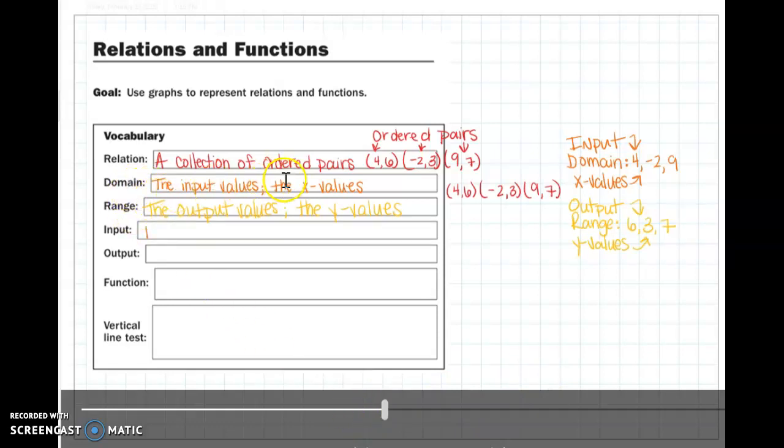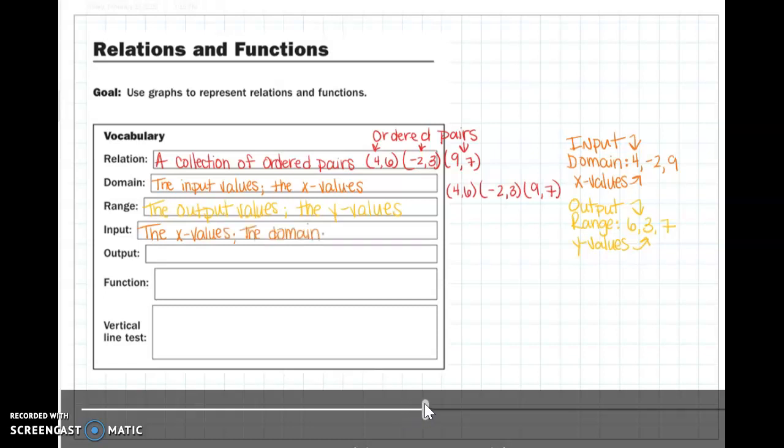So the input values, X values, domain. That's 4, negative 2, 9. Range, output, Y: 6, 3, and 7. Now we're repeating some vocabulary. Input. We already talked about the input when we did the definition of domain. So I also wrote that in orange so you know they're related. So the input are the X values or the domain.